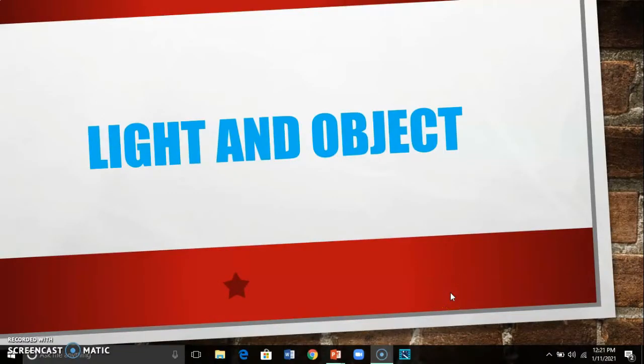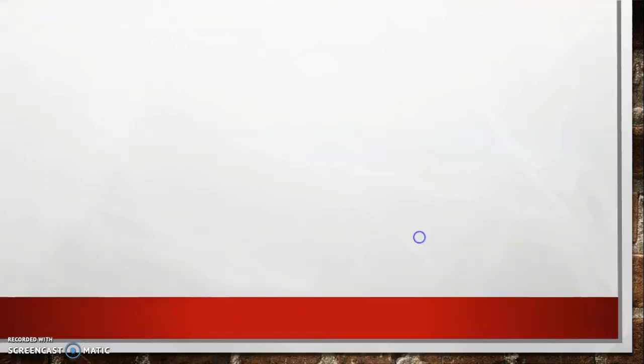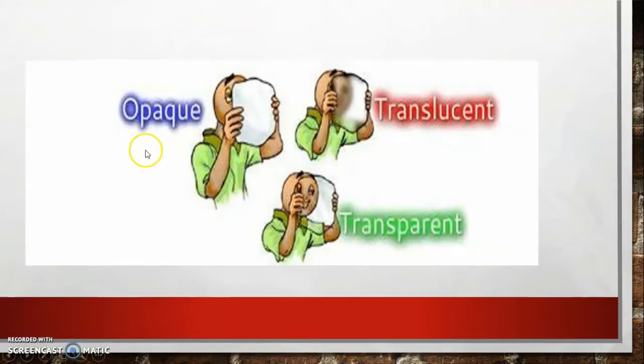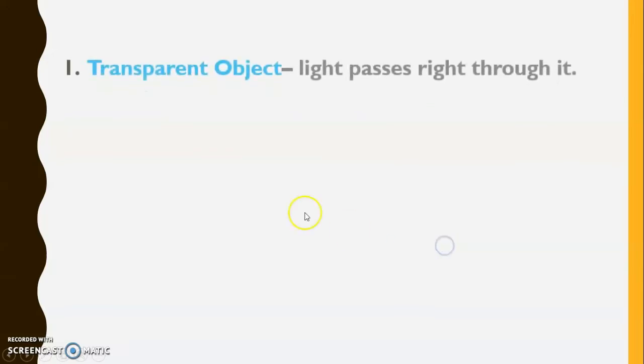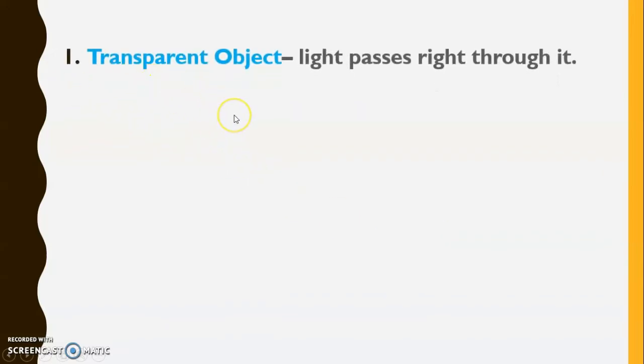Okay, class, let's continue our topic, the light and object. So we have here the opaque, the translucent, and the transparent. So again, as a recap from our lesson, the three objects.